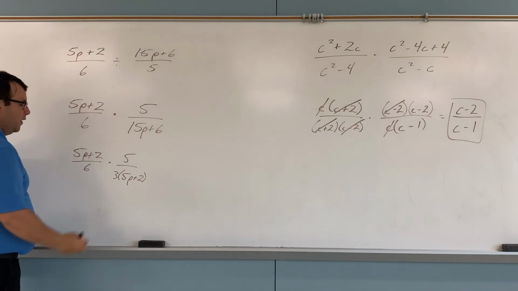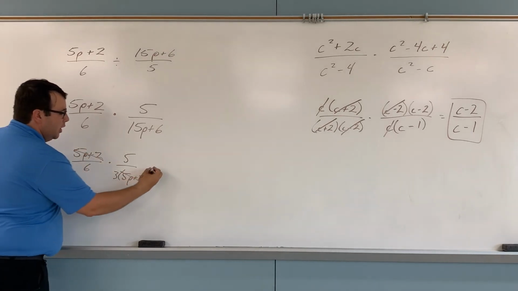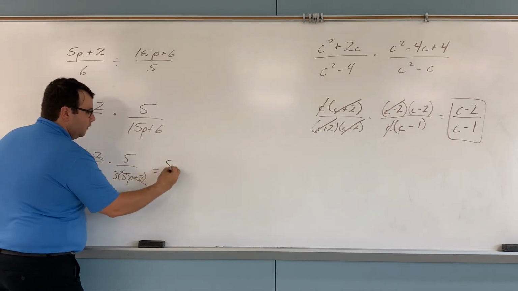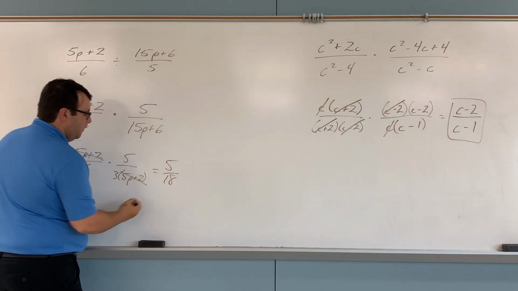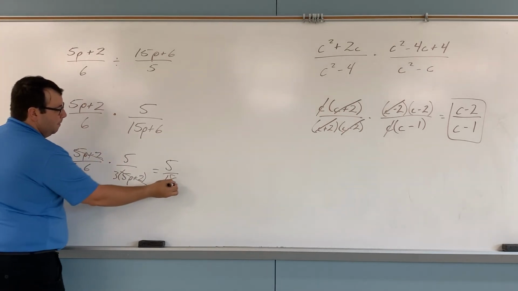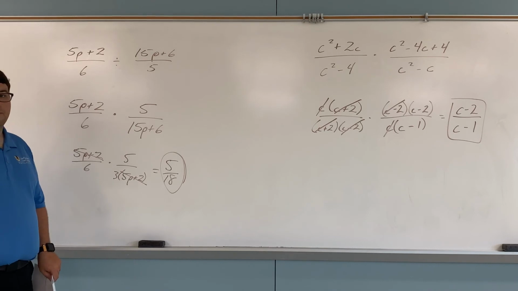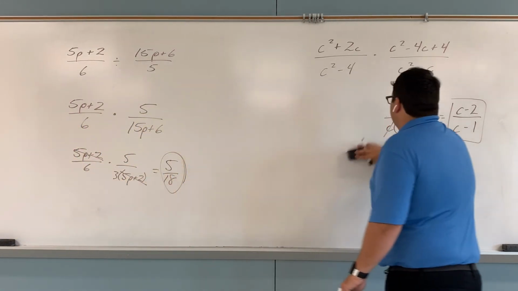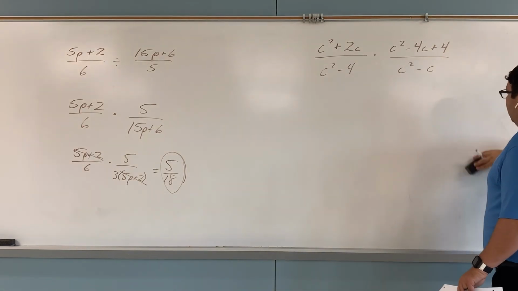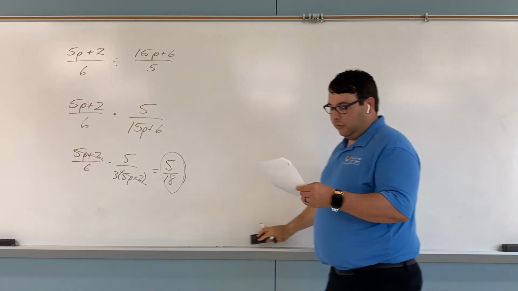Can I cancel anything? Absolutely. Cancel that 5p plus 2. I'm left with 5 over 18, because you have 6 times 3 there. And that's it. That is all there is. I've given you the secrets to the universe, at least for section 7.2. So let's do one more.